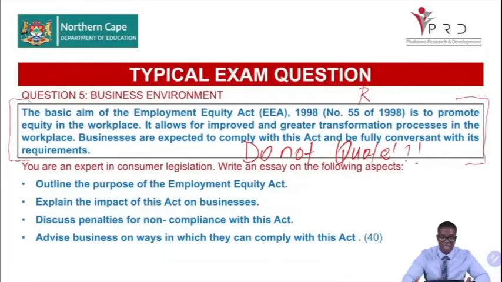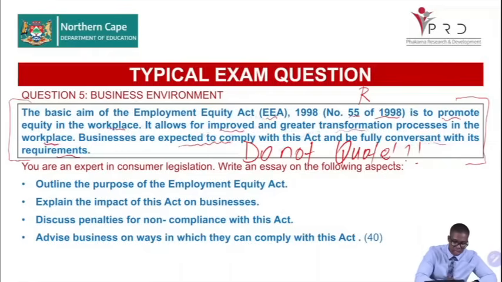Now, let us look into what the preamble is saying here. The basic aim of the Employment Equity Act, which is Act number 55 of 1998, is to promote equity in the workplace. It allows for improved and greater transformation processes in the workplace, and businesses are expected to comply with this act and be fully conversant with its requirements. Now, you are an expert in what? In consumer or labor law. Write an essay on the following aspects. In your essay, you'll have an introduction, then subheadings number 1, 2, 3, and 4. Then you will have your conclusion.